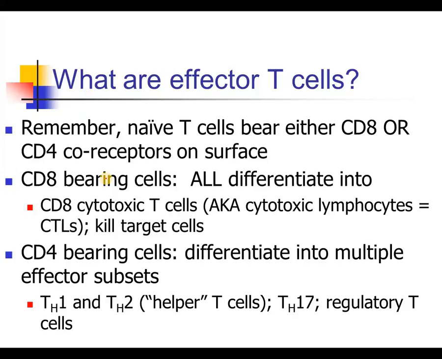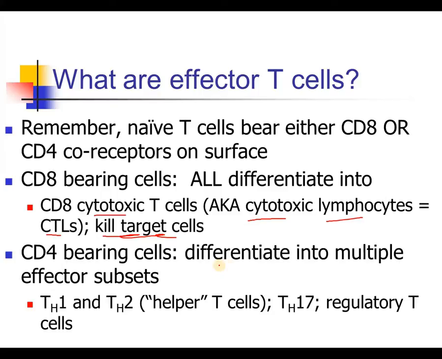And speaking about effector cells, what are these effector cells? Well, remember, a naive T cell is either going to bear a CD8 or a CD4 co-receptor on its surface. The CD8 positive or CD8 bearing cells all are going to differentiate into cytotoxic T cells. That's the effector cell, also known as cytotoxic lymphocytes, cytolytic lymphocytes, or CTLs, and their job is to kill target cells, as I've said a few times.